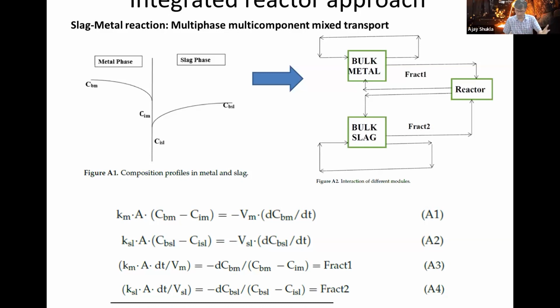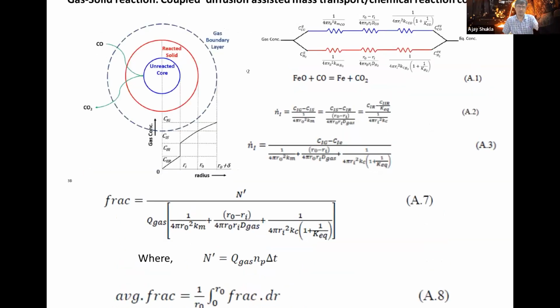We talked about the slag metal reactions, and let us talk about the gas solid reactions. For example, specifically in the case of DRI making in the MIDREX process, or we can say the blast furnace phenomena in the upper part of the reactor where the gas solid reactions are taking place. We can develop a model where the kinetics is governed by mass transfer control assisted by diffusion, coupled with chemical reaction control and so on.